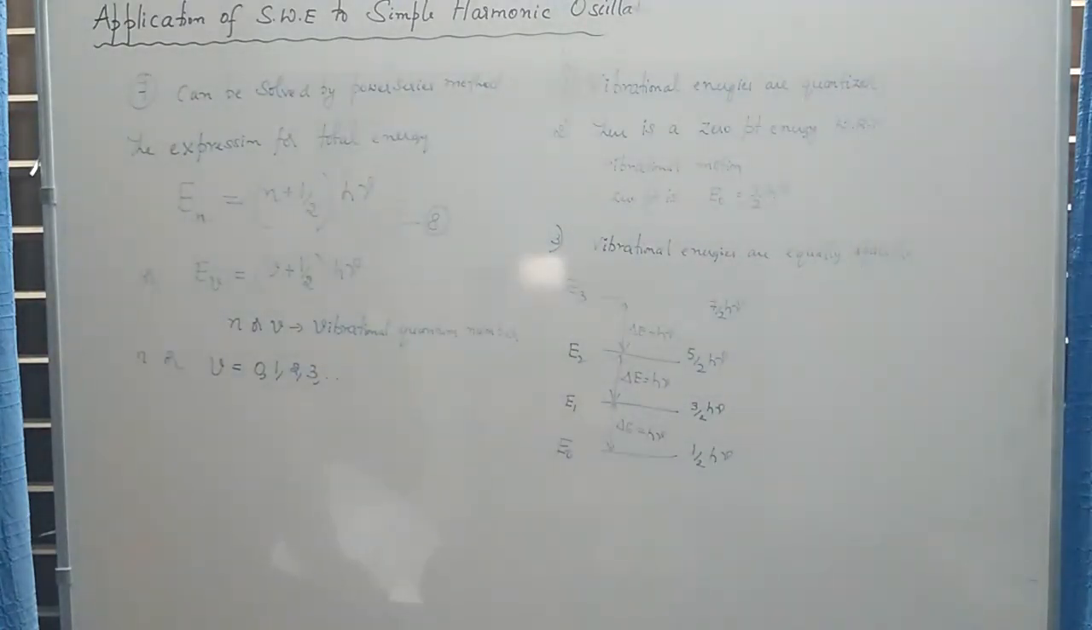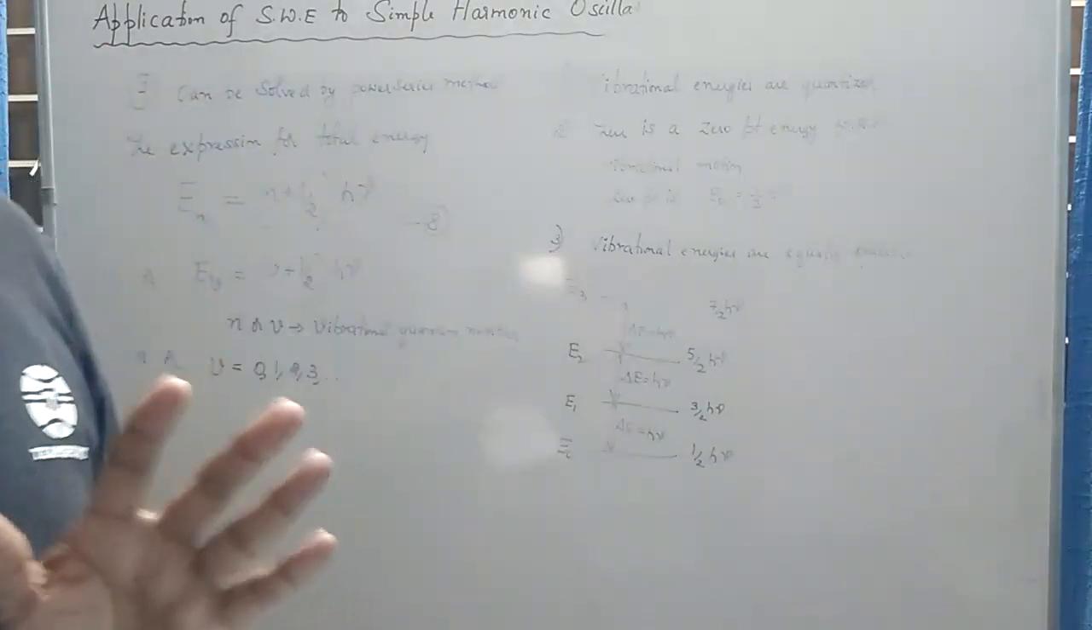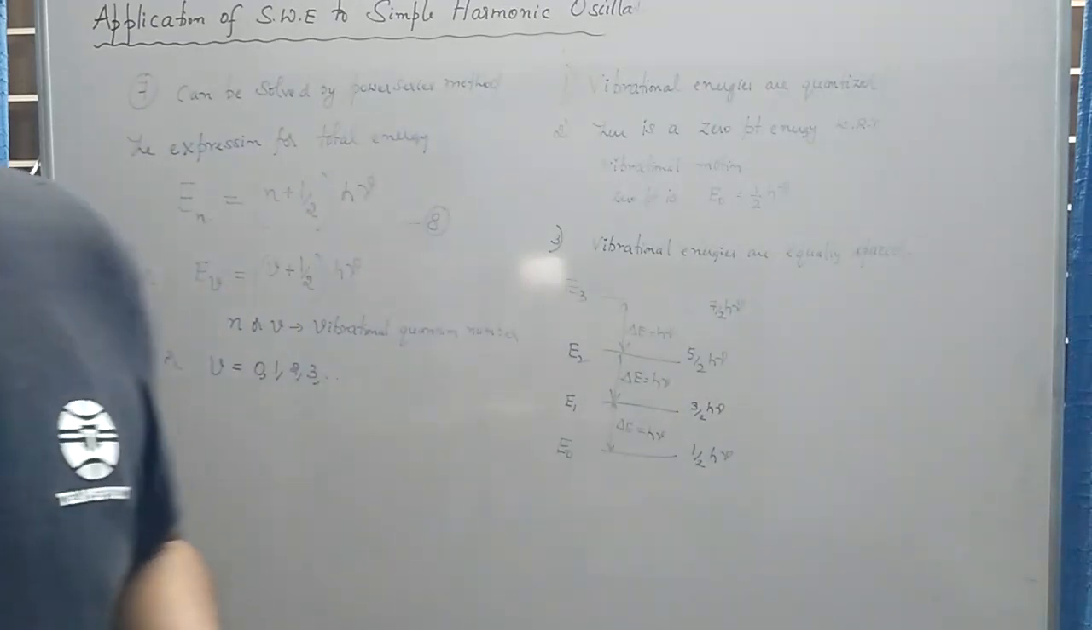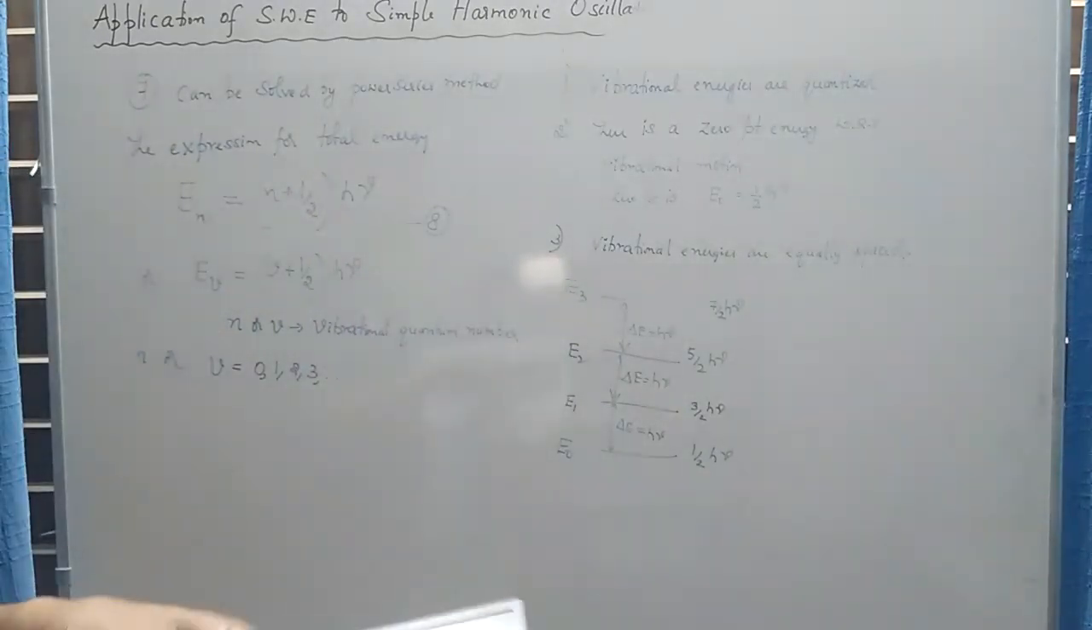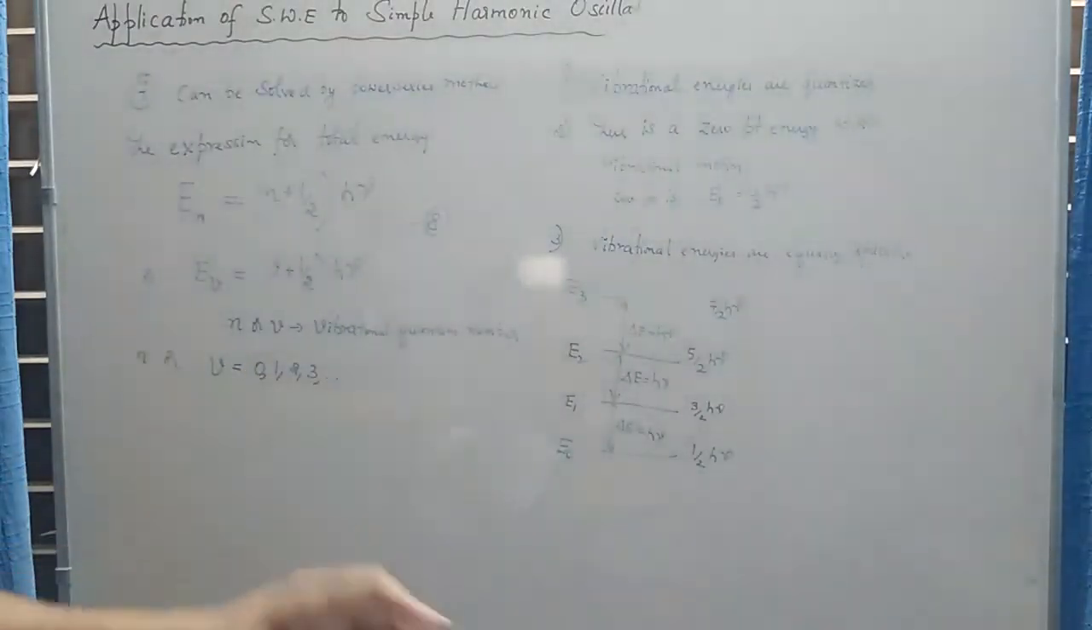So this is some discussion about the application of the Schrodinger wave equation to the simple harmonic oscillator model. This is not the complete discussion; we have discussed only certain important points. The aim of this lecture was to introduce you to some of the important results of the application of quantum mechanics to this particular model. In detail you can study it by referring to any textbook, or if you come to the postgraduate MSc chemistry course, there we will study the complete solution with the mathematics of the simple harmonic oscillator.